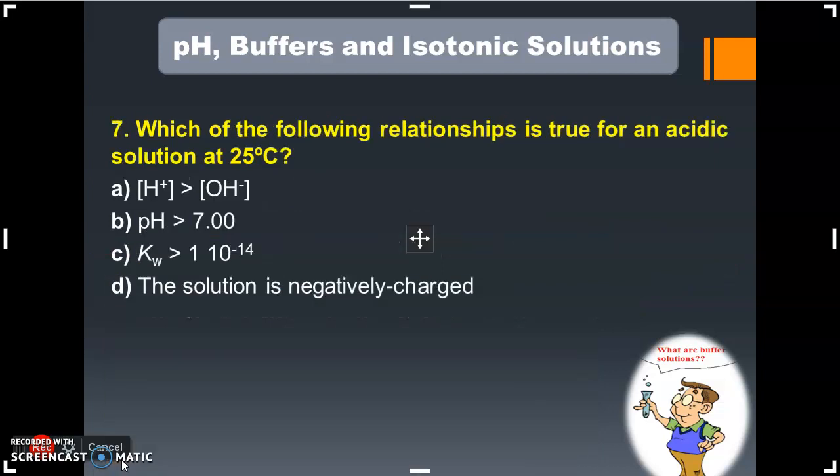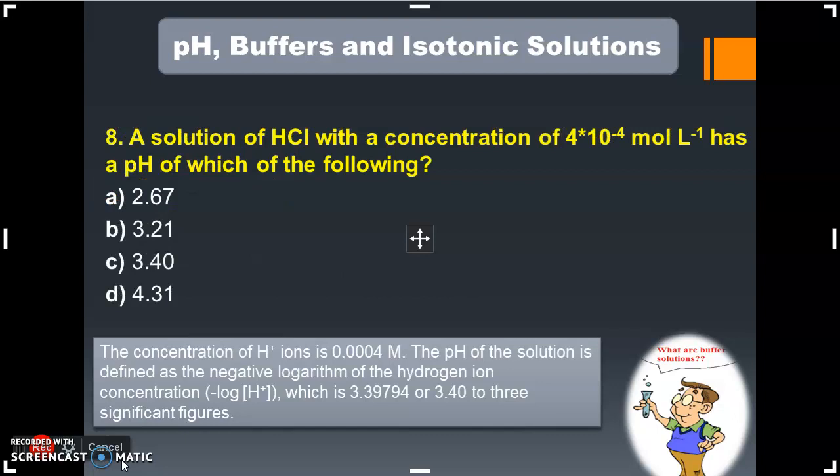Which of the following relationships is true for an acid solution at 25 degrees Celsius? The options are: H plus is greater than OH minus; pH is greater than 7; Kw is greater than 1 into 10 raised to minus 14; and the solution is negatively charged. So the answer definitely is that the H plus ion concentration is greater than the OH minus ion concentration. That will be the true statement regarding an acidic solution at 25 degrees Celsius.